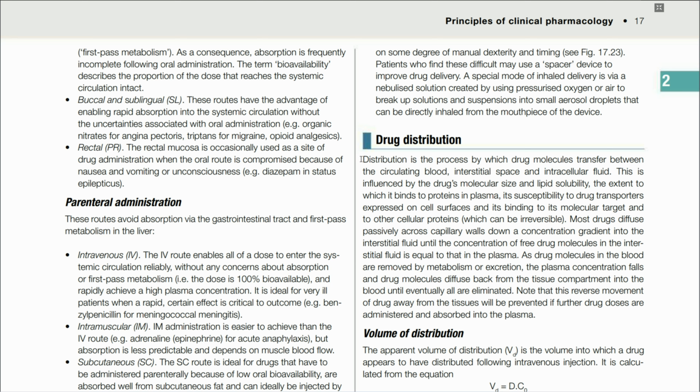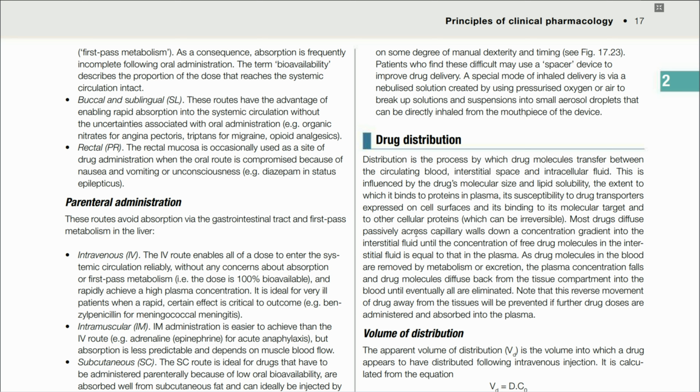Drug distribution. Distribution is the process by which drug molecules transfer between the circulating blood, interstitial space and intracellular fluid. This is influenced by the drug's molecular size and lipid solubility, the extent to which it binds to proteins in plasma, its susceptibility to drug transporters expressed on the cell surface, and its binding to its molecular target and to other cellular proteins, which can be irreversible.